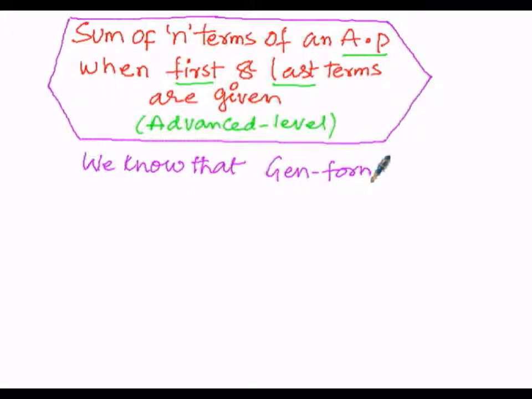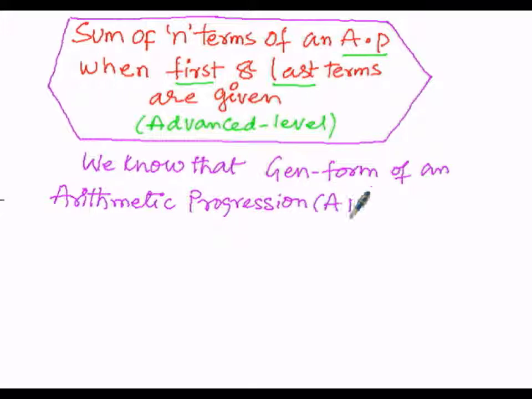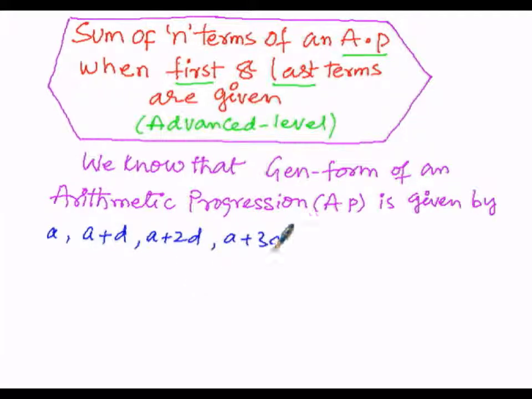We know that the general form of an arithmetic progression, which is denoted by AP, is given by: a is the first term, and the second term is a plus 1d, the third term will be a plus 2d, and for the fourth term, 4 minus 1 will be a plus 3d, then the fifth term, 5 minus 1 is 4, so it will be a plus 4d, and so on, and the nth term will be a plus n minus 1 into d.